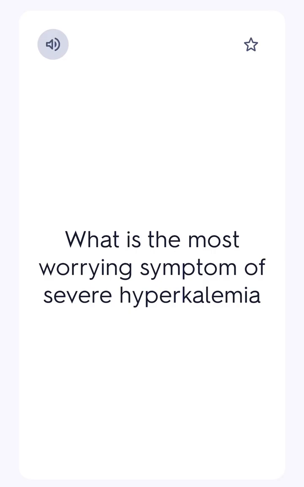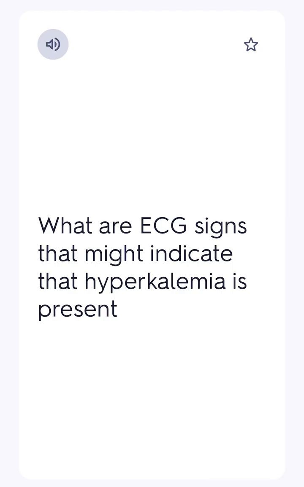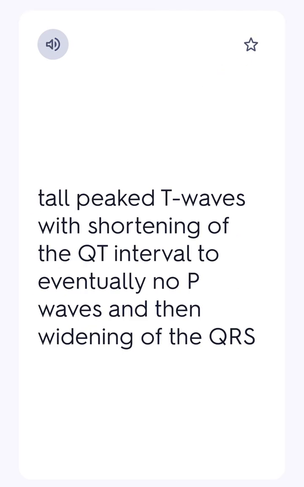What is the most worrying symptom of severe hyperkalemia? Suppression of electrical activity in the heart. What are ECG signs that might indicate that hyperkalemia is present? Tall peaked T waves with shortening of the QT interval, eventually no P waves, and then widening of the QRS.